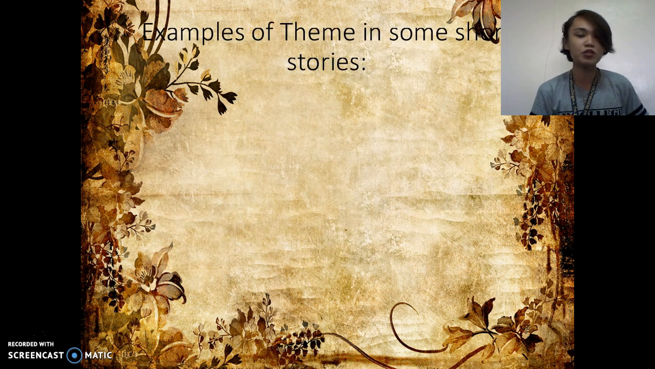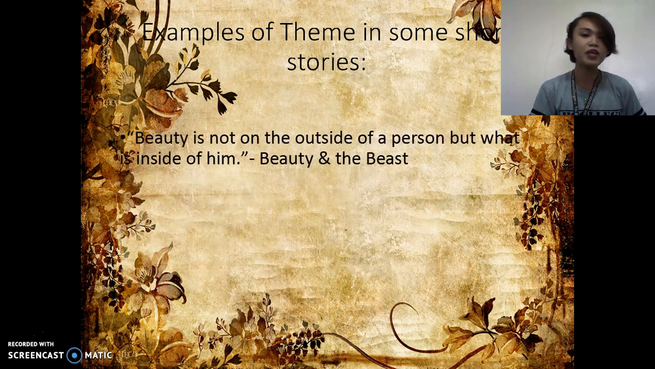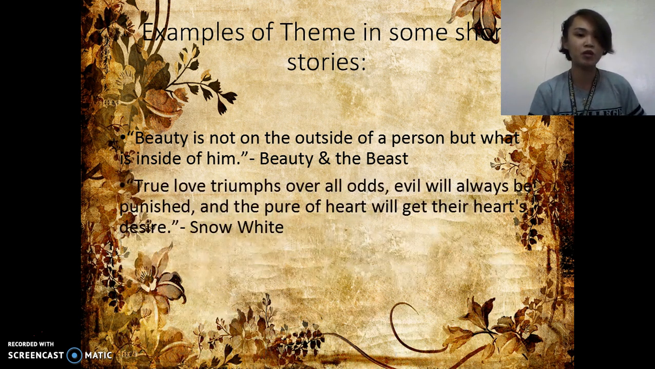These are examples of theme in some short stories. Beauty is not on the outside of a person, but what is inside of him, from the story Beauty and the Beast. Another example is true love triumphs over all odds. Evil will always be punished, and the pure of heart will get their heart's desire, from the story Snow White and the Seven Dwarfs.